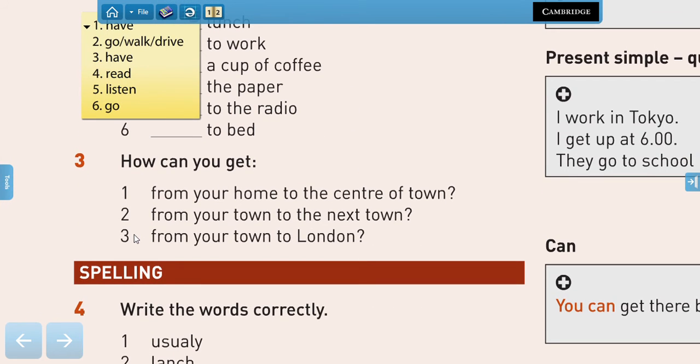Now try to answer these questions using very simple sentences, all right? So try to describe how can you get from your home to the center of the town, to the next town, or to London. That would be interesting. How can you get from your house to London?